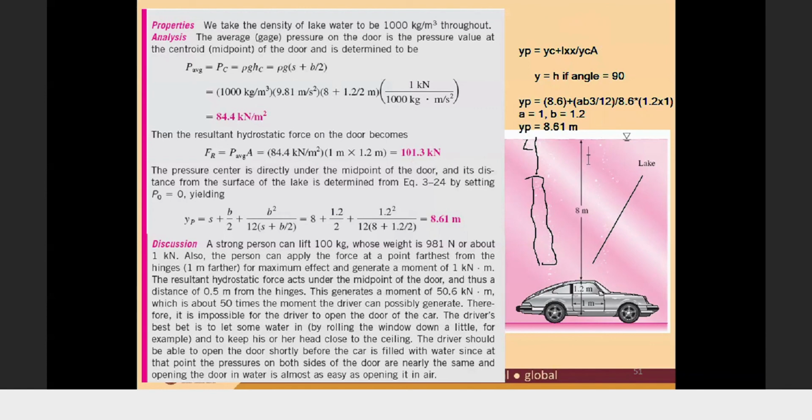Right, so h divided by y is equal to sin theta. Sin theta. Okay, so any question?